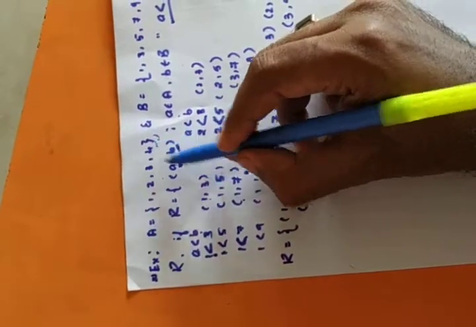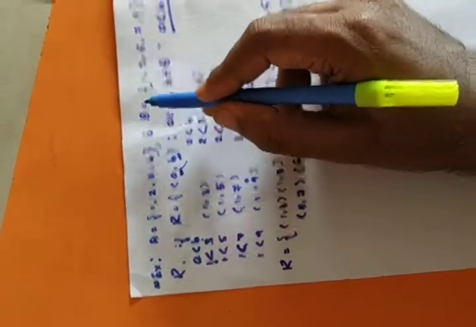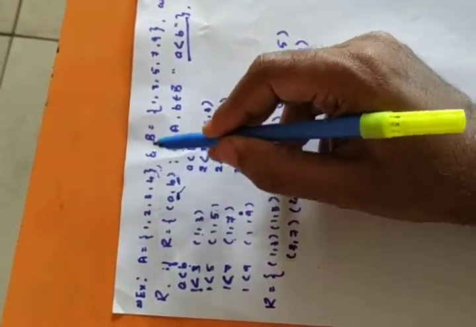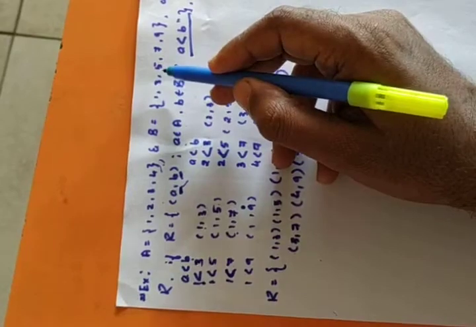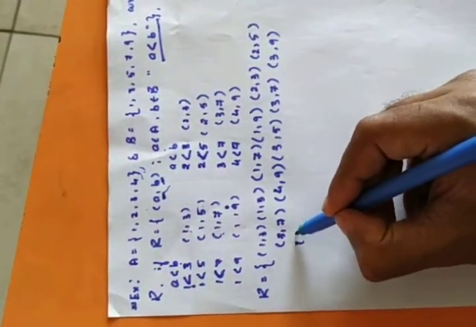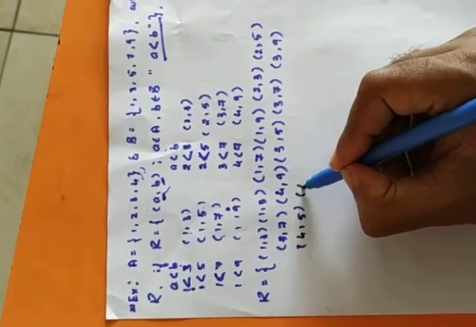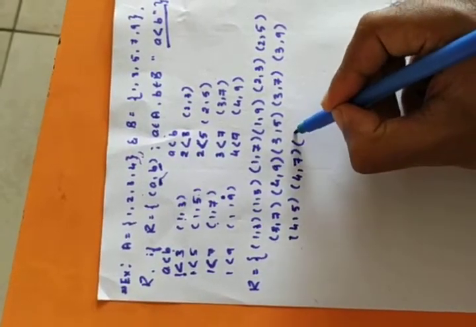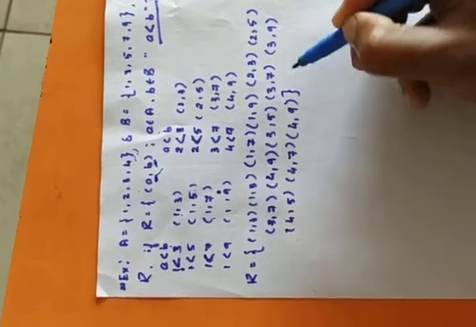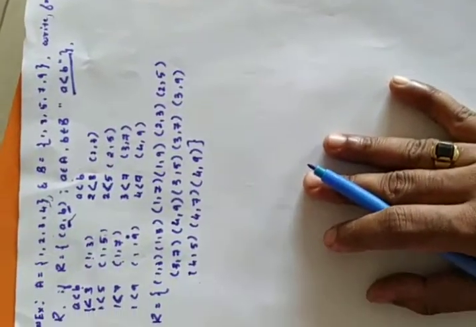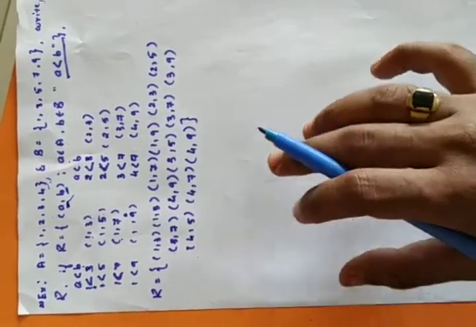Next I will take the first element of A as 4 and compare it with each and every element of set B. 4 lesser than 1? No. 4 lesser than 3? No. 4 lesser than 5? Yes. 4 comma 5, 4 comma 7, 4 comma 9. So this is how we get the relation R.